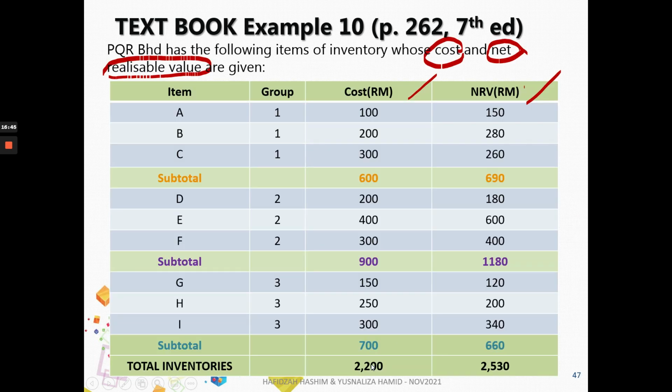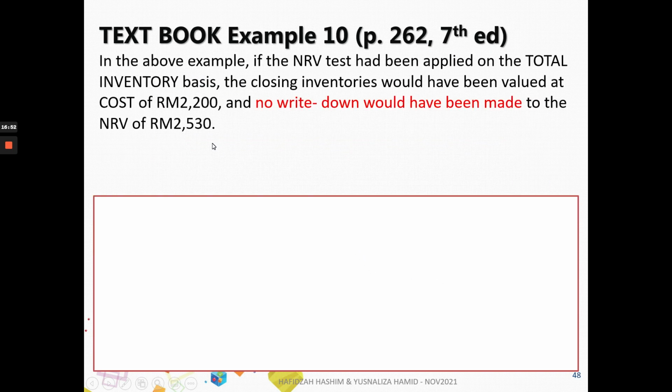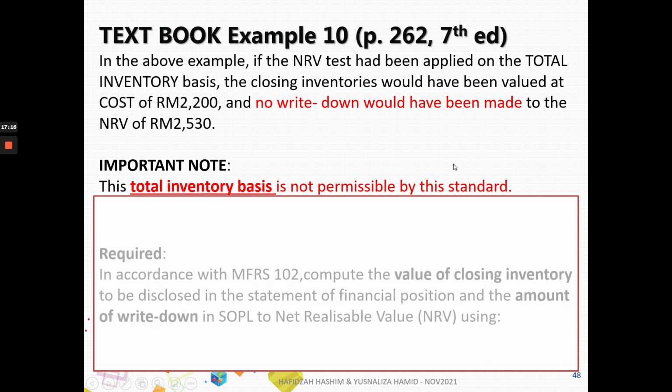If that is applied, you would notice that the cost was 2.2 million, if you can go back here, and the NRV was 2,530, and therefore NRV is higher than the cost, so there is no write down needed. However, what is more important is that the total inventory basis is not allowed by the MFRS, so do not do the total inventory basis write down. There is no such thing as total inventory basis which is allowed by the standard.